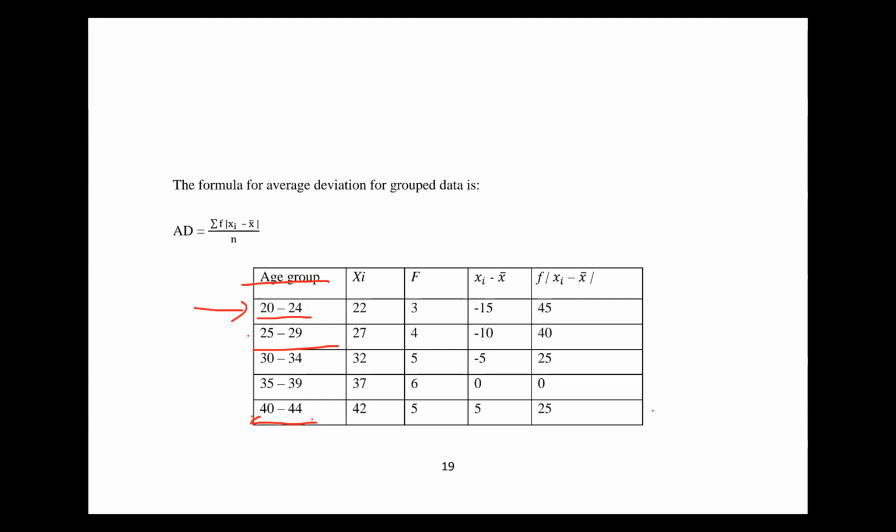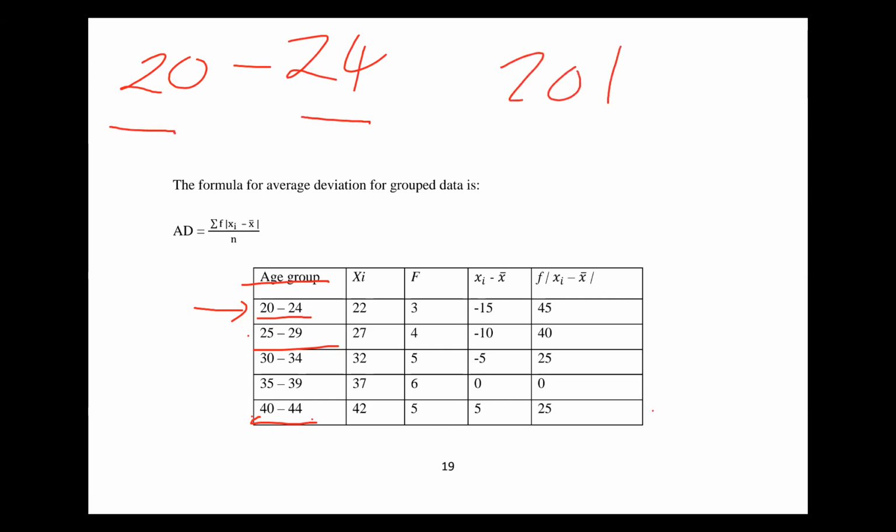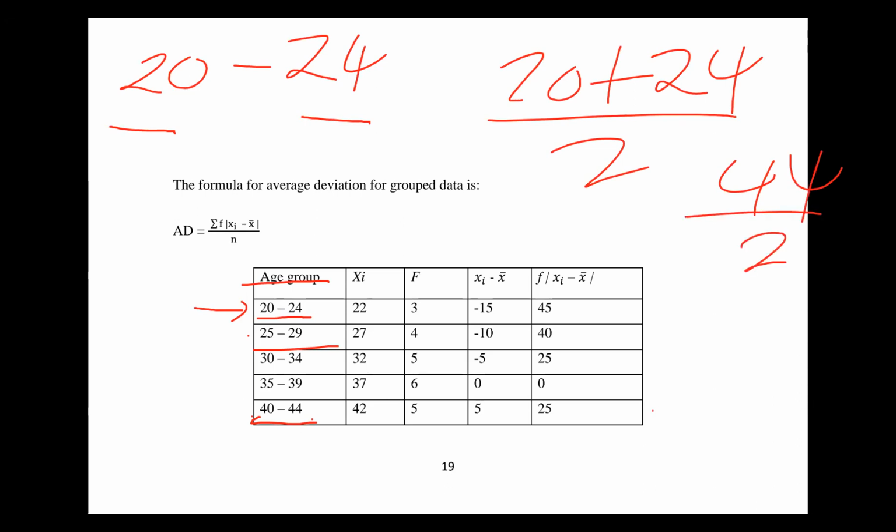When you are given the class range like this one, 20 to 24, the question is how do you know which one is your X, the individual score. You basically add the lower limit plus the upper limit, 20 plus 24, then you divide by 2. That gives us 44 divided by 2, and that gives us 22. So X is equal to 22. You just add the lower limit plus the upper limit divided by 2. Take the average of the class range.